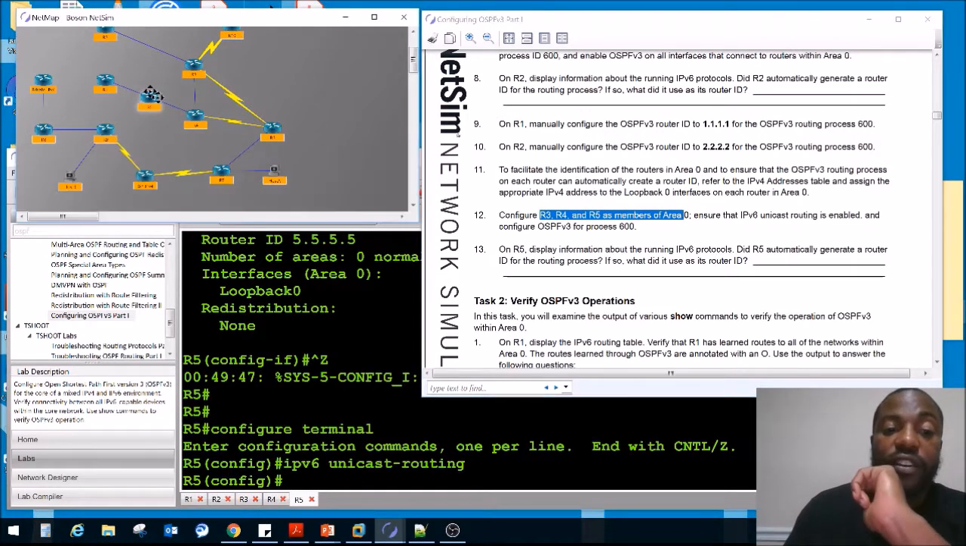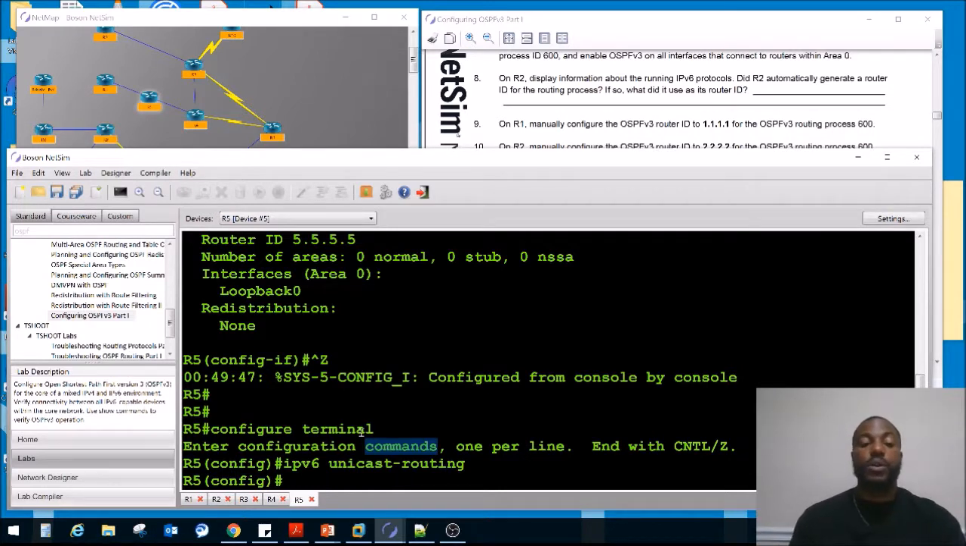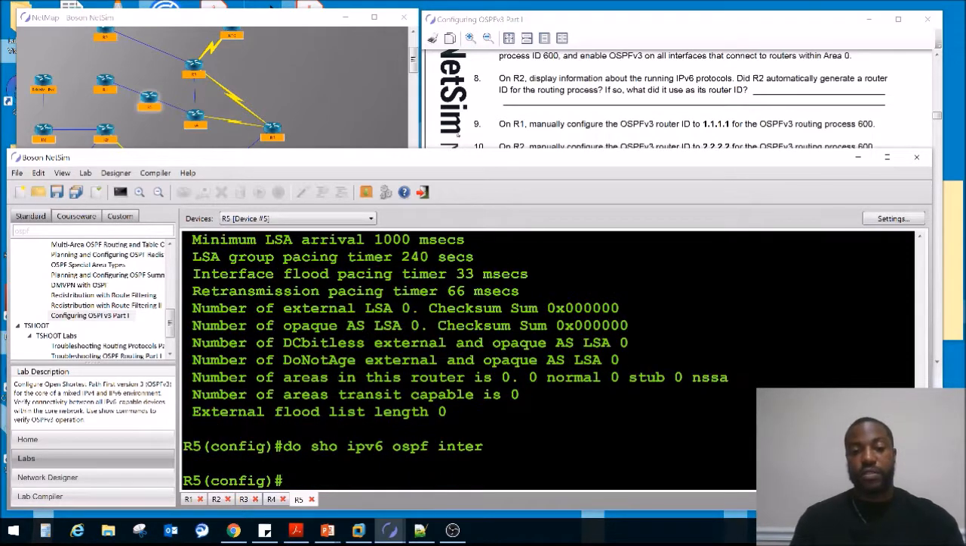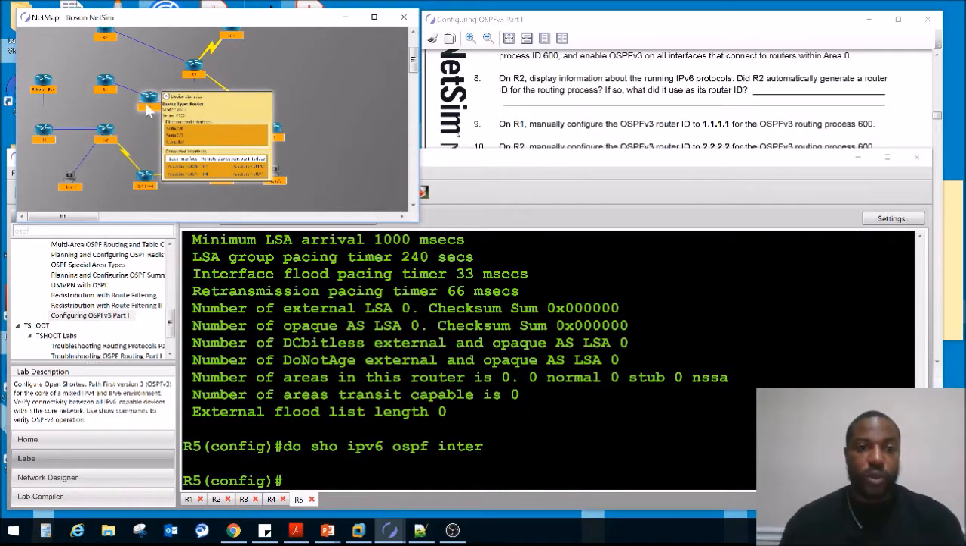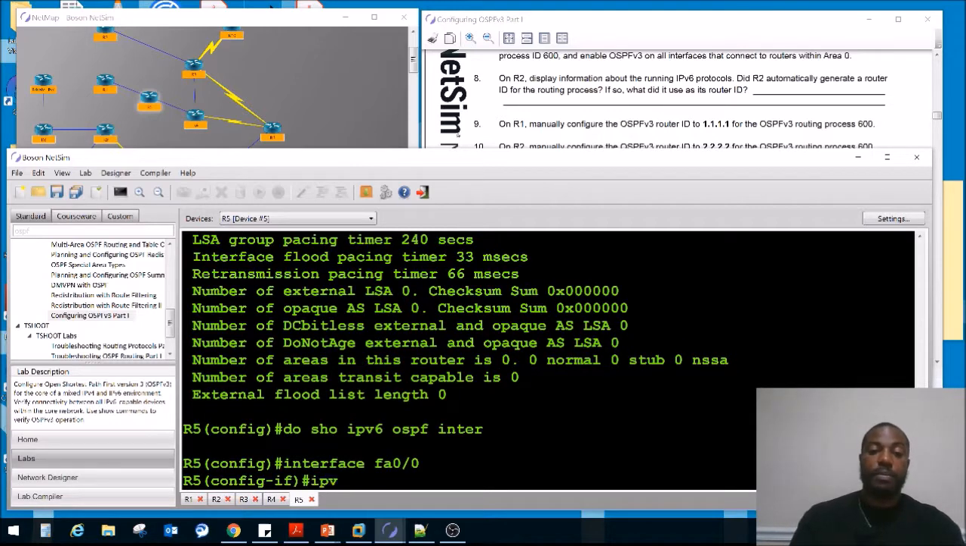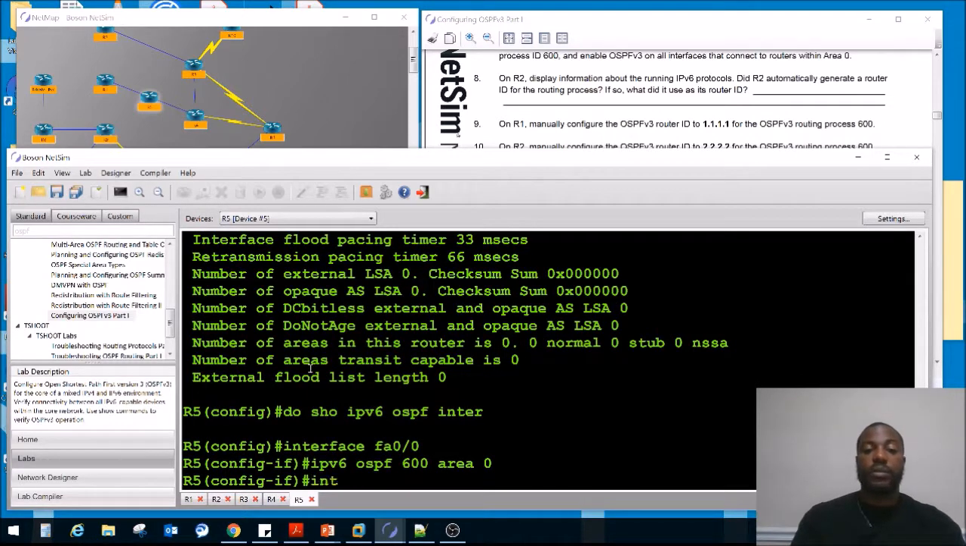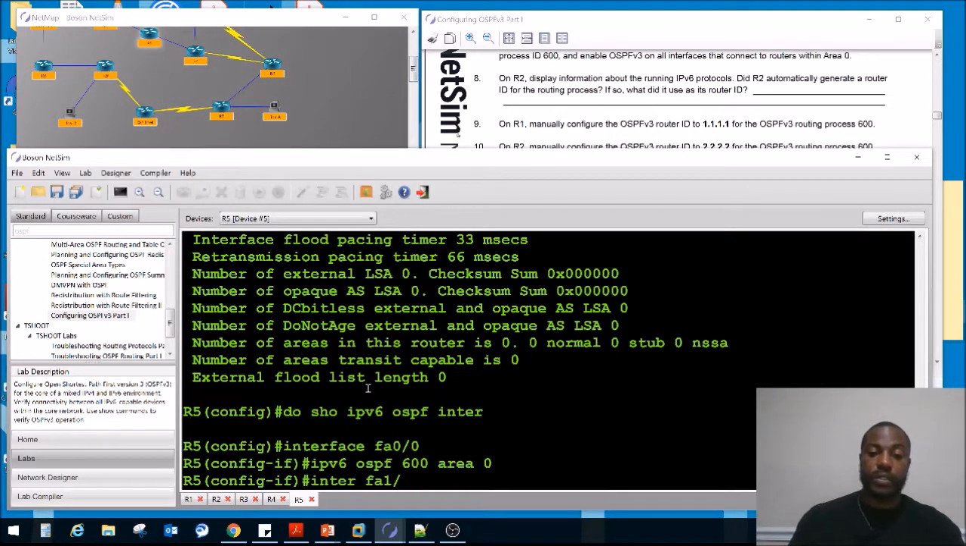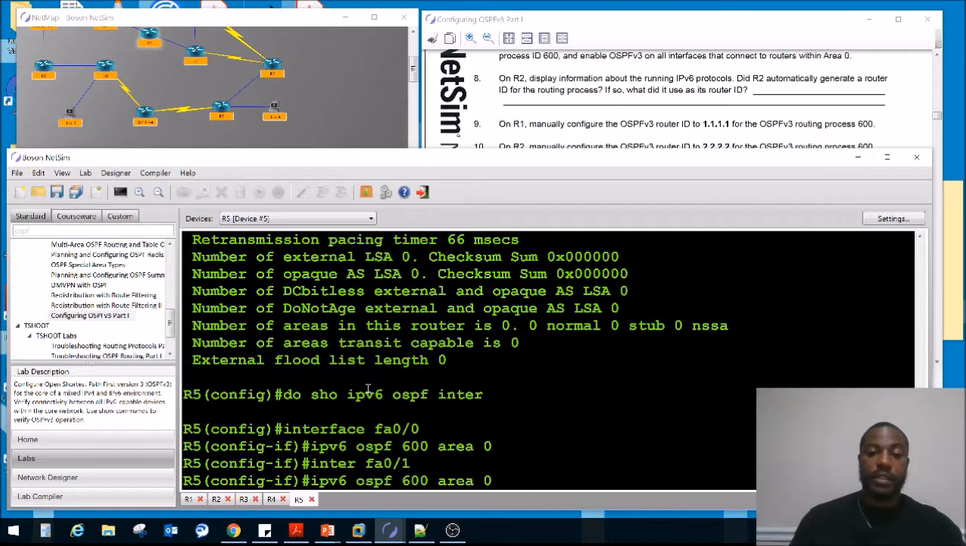So how do we verify router 5 is a member of area 0? We can just do show IPv6 OSPF interface. So we don't have any interfaces. Let's put FA0/0 and FA0/1 in area 0. So we're gonna go to interface FA0/0, IPv6 OSPF 600 area 0. We're gonna do the same thing with interface FA0/1. Was that 0/1? 0/1. Do the same thing.